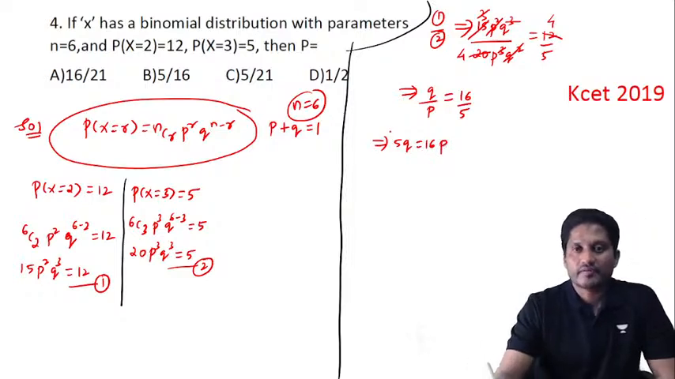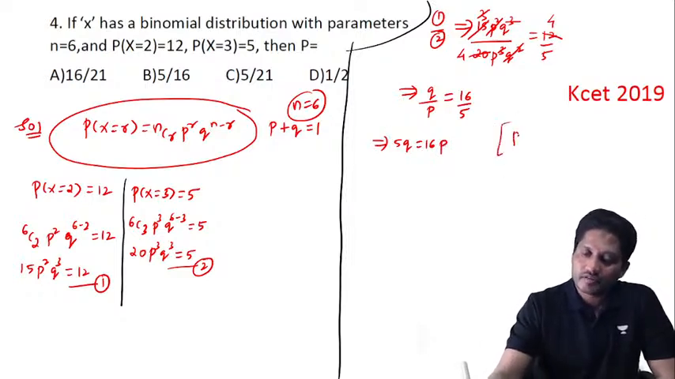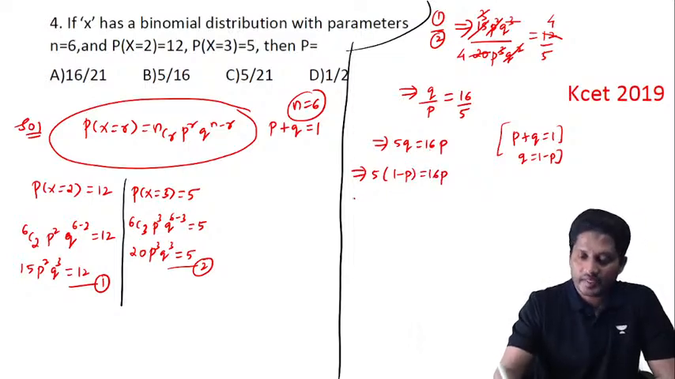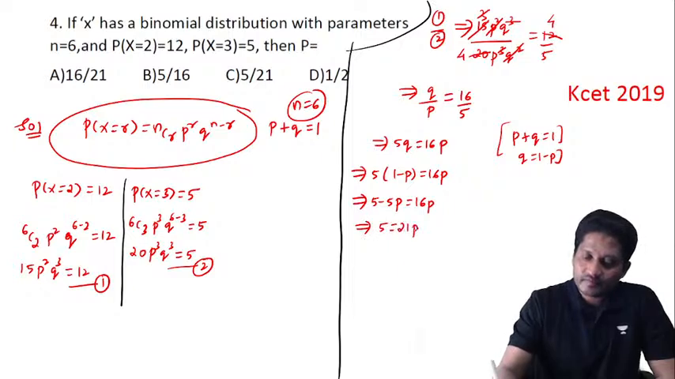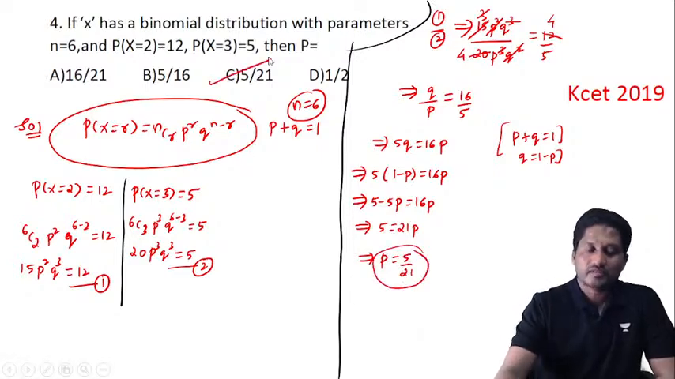Alright, now I'm supposed to find the value of p only, right? p plus q is 1, and from this q is equal to 1 minus p. So 5 into q is equal to 1 minus p is equal to 16p. Now if I multiply this, you will get 5 minus 5p is equal to 16p. So 5 is equal to 21p, and from this p is equal to 5 upon 21. Answer is option C.